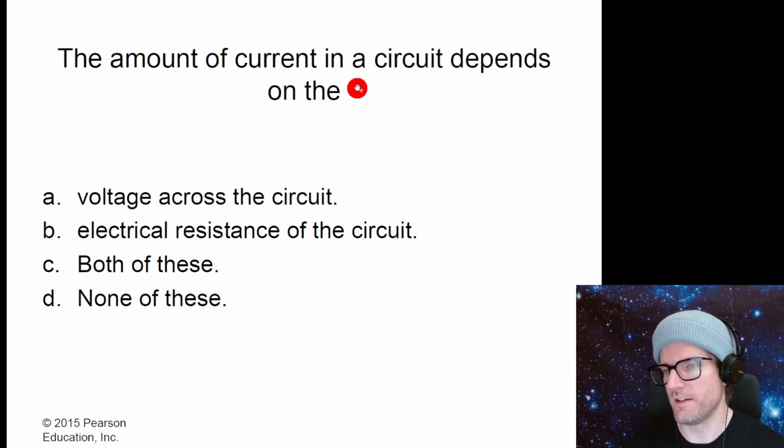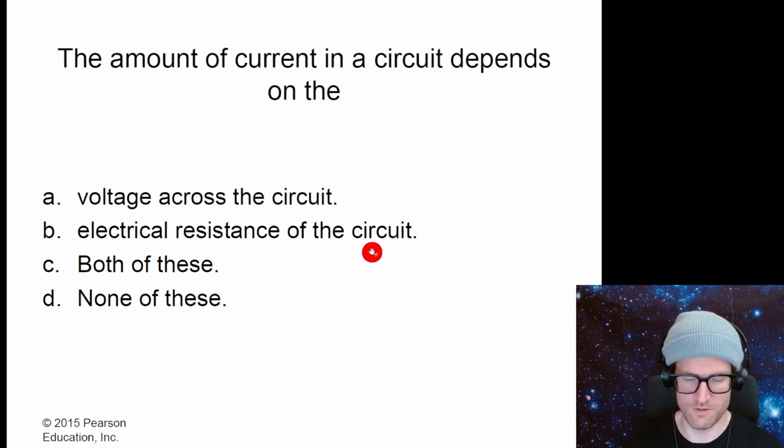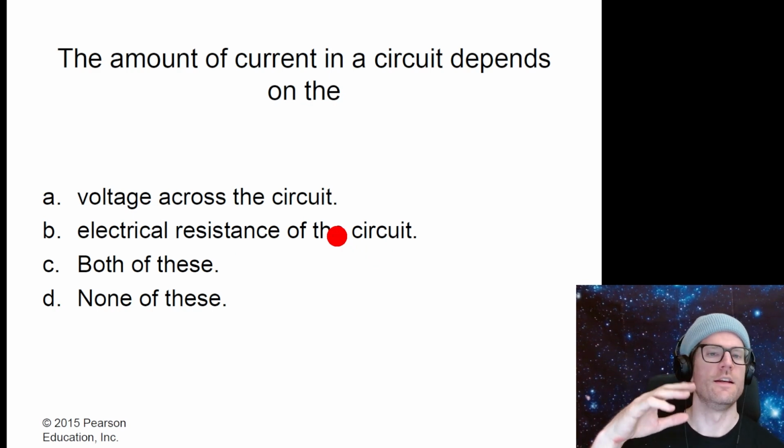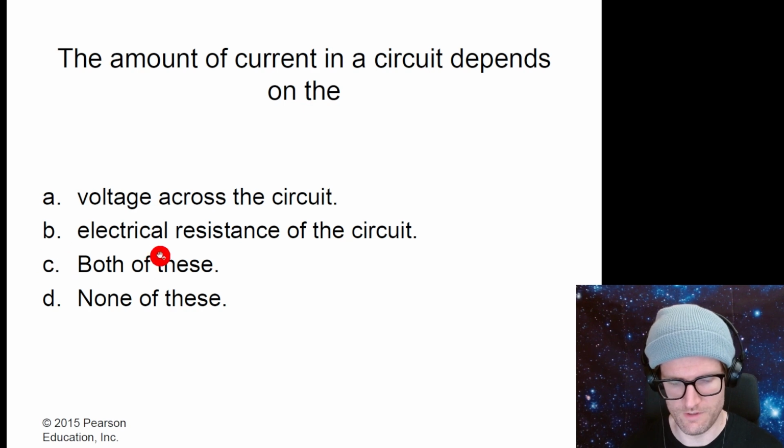The amount of current in a circuit depends on the voltage across the circuit. That sounds good. Electrical resistance of the circuit. That also sounds good because we have Ohm's law, V equals IR. So the current depends on both the voltage provided and the resistance of the circuit. So I think it's both of these.